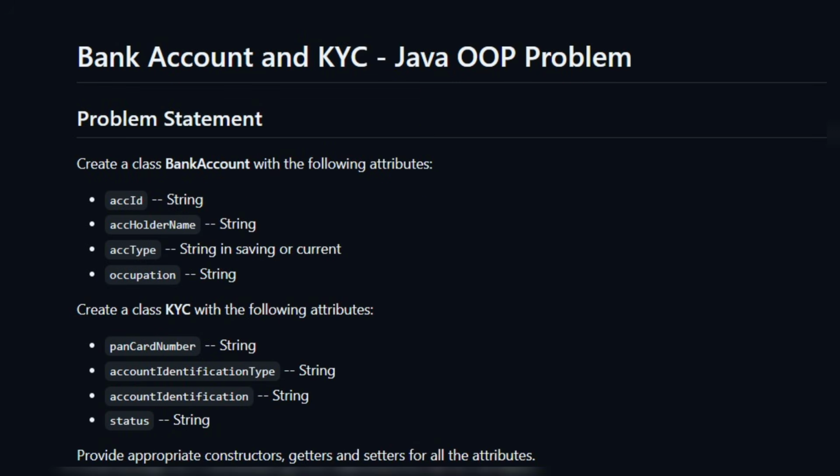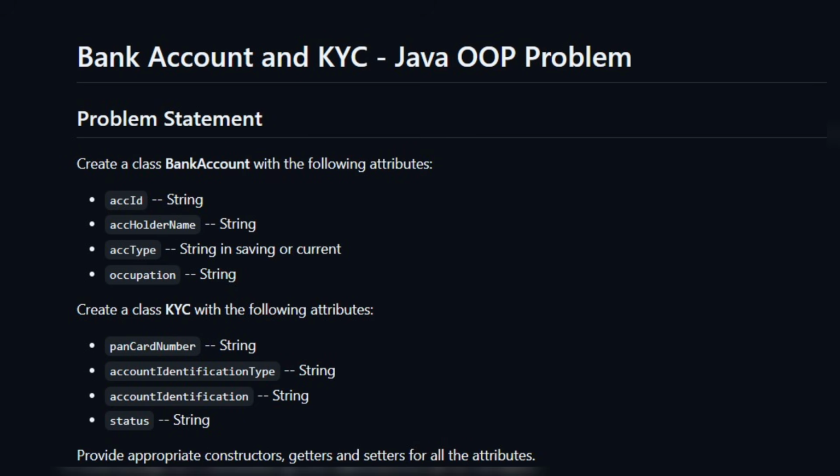Question 2. OOP and association, 35 marks. Now let's move on to the second question, which is a classic TCS IPA 35-mark OOP problem. The problem statement asks us to create a bank account class. Remember a golden rule for these exams: attributes, or variables, must always be private, and we access them using getters and setters. We also have a KYC class with its own private attributes.